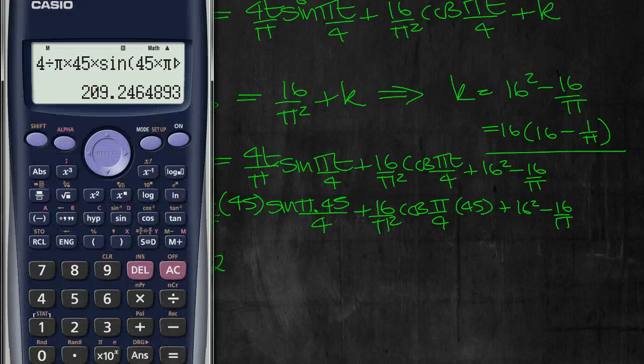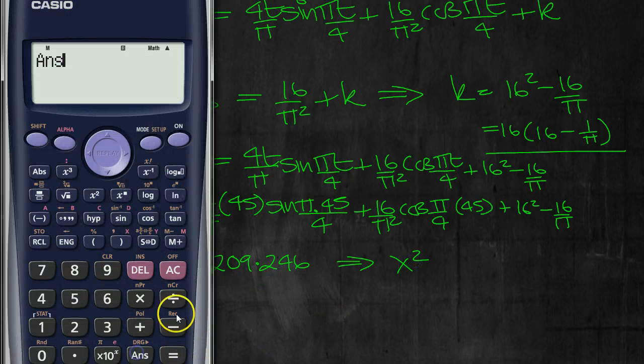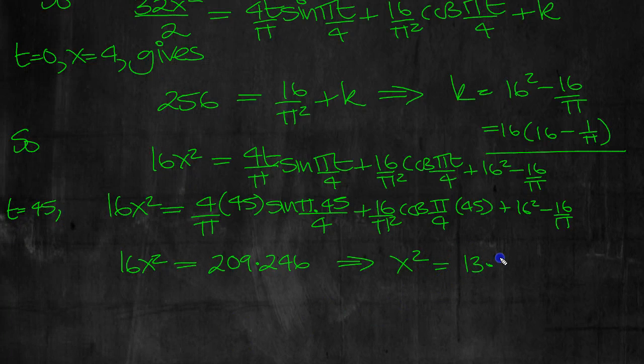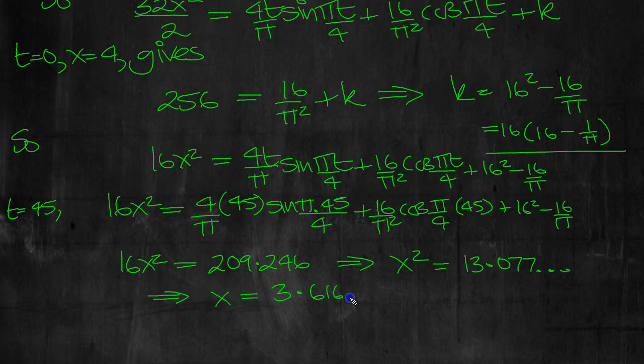Oh, well, I need it more accurate: 209.246. So that tells us what 16x squared is equal to. So divide by 16. That's nice and accurate. 13.077. So keep it in the calculator. X is equal to the square root of the answer, 3.616, which is equal to 3.62 meters, which equals 362 centimeters.